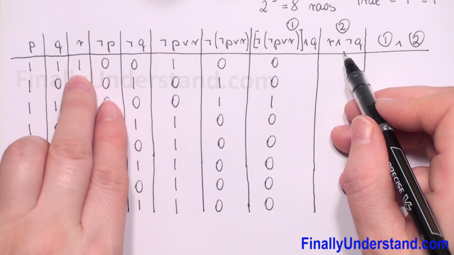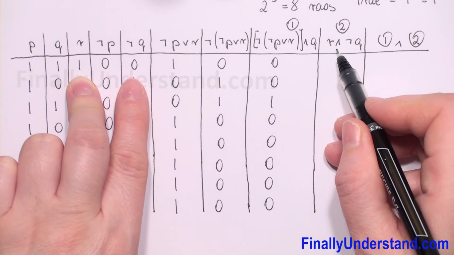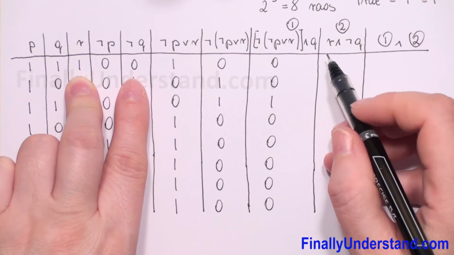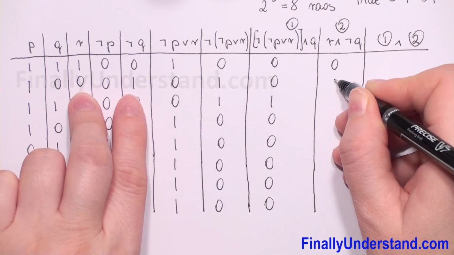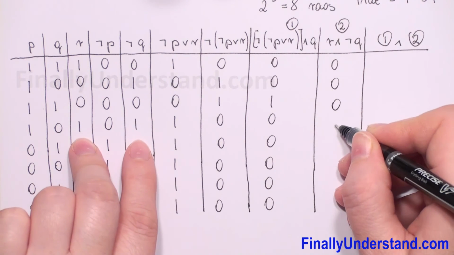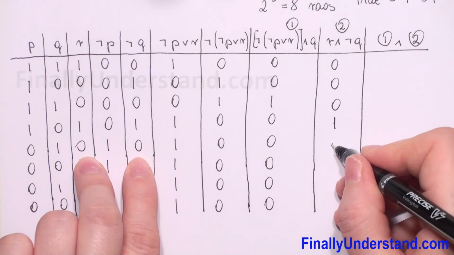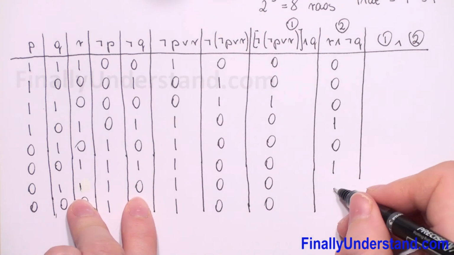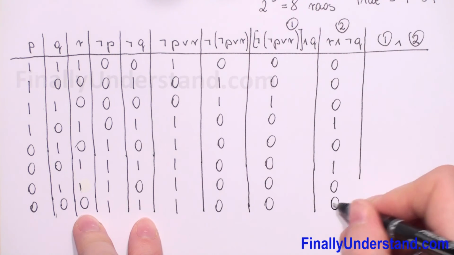Next we have R and not Q. R, so this is the third and fifth column. We have conjunction. We know that conjunction is true when both of the statements are true. When we have 1 and 0, so this will be 0, 0 and 1, 0, 0 and 0, 0, 1 and 1, so this is true. 0 and 0, false, 1 and 1, so this is true. 1 and 0, so this is 0, 0 and 1, so this is 0.